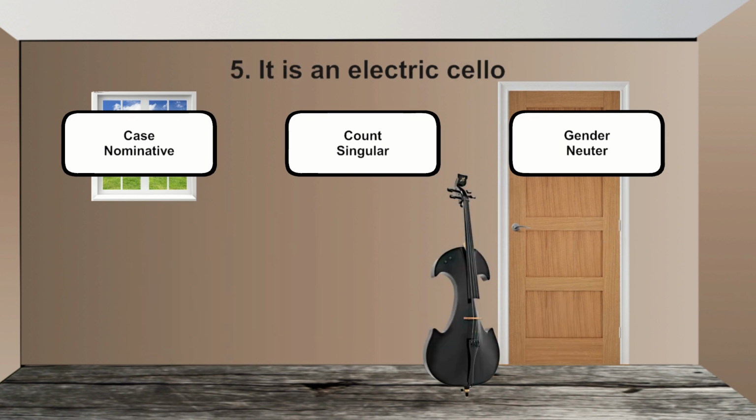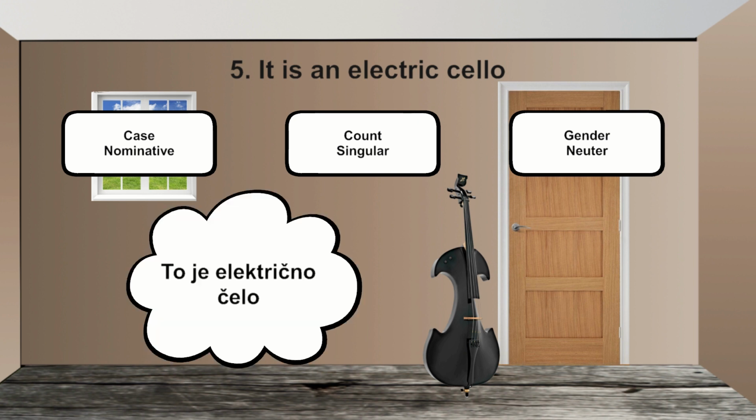Question 5. Peto pitanje. It is an electric cello. It is neuter and singular, so the adjective ends in O and noun is unchanged. To je električno cello. And again. To je električno cello.